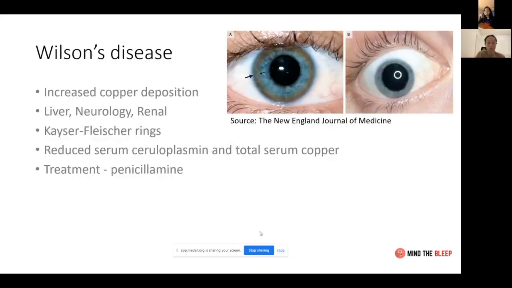Now, Wilson's disease means there's increased copper deposition, and it can deposit in the liver, causing hepatitis, cirrhosis. It can deposit in the basal ganglia, causing dysarthria, dystonia, or symptoms like Parkinson's, and even in the kidneys, causing things like Fanconi syndrome. And one of the findings that you can find is the Kayser-Fleischer ring, which is copper deposit in the membrane of the cornea. And how do you test this? You check for their ceruloplasmin and copper levels in their blood, and it will be reduced because the copper is being deposited in all these organs. And you treat it with penicillamine, which is basically a chelating medication, so it will remove copper.